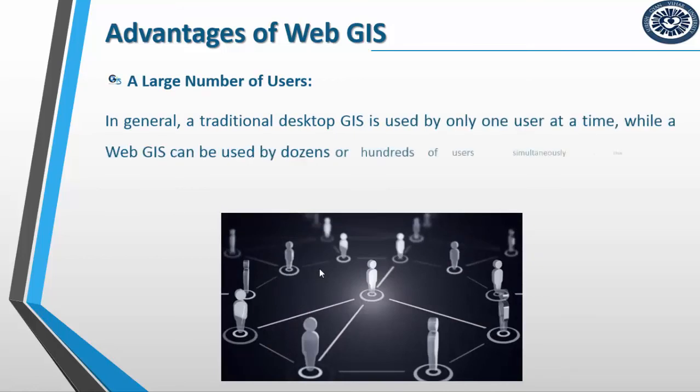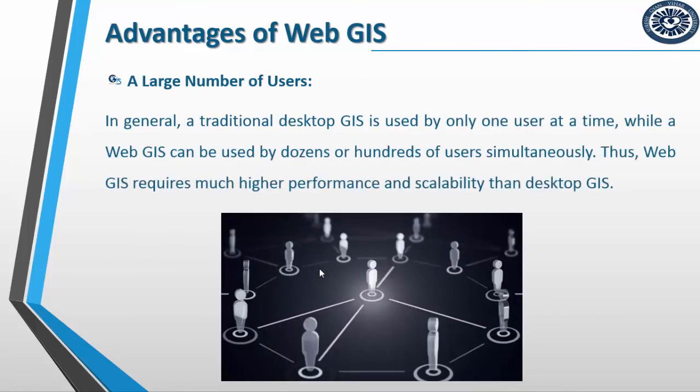In general, a traditional desktop GIS is used by only one user at a time, while a WebGIS can be used by dozens or hundreds of users simultaneously. Thus, WebGIS requires much higher performance and scalability than desktop GIS.